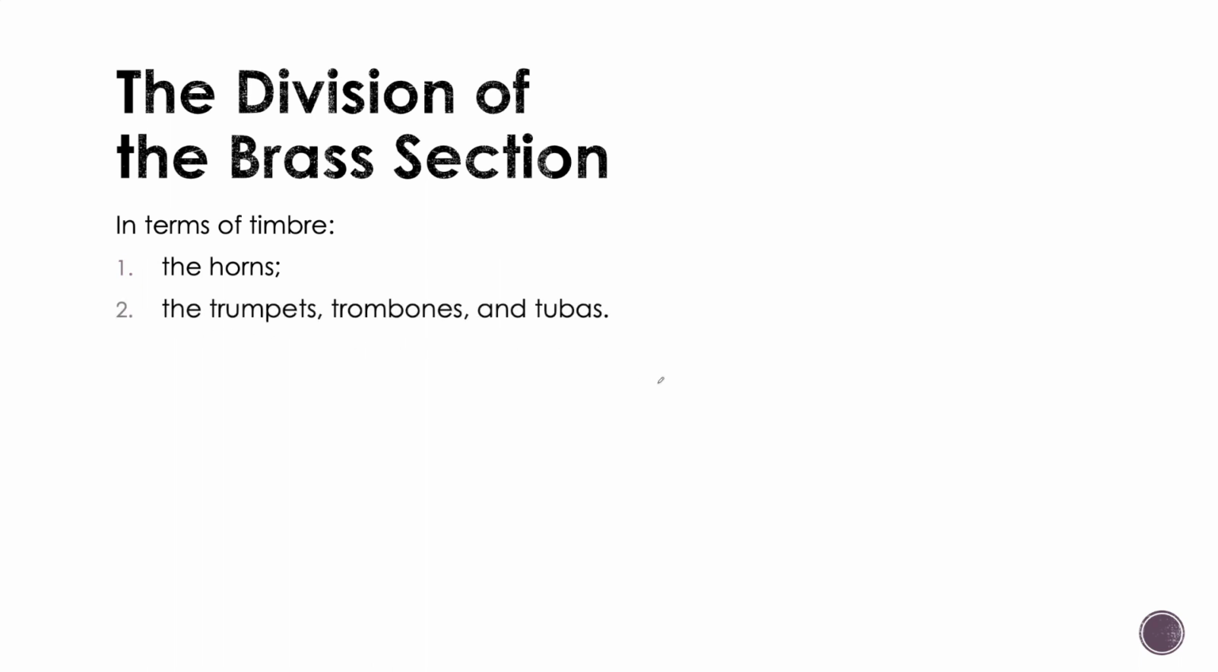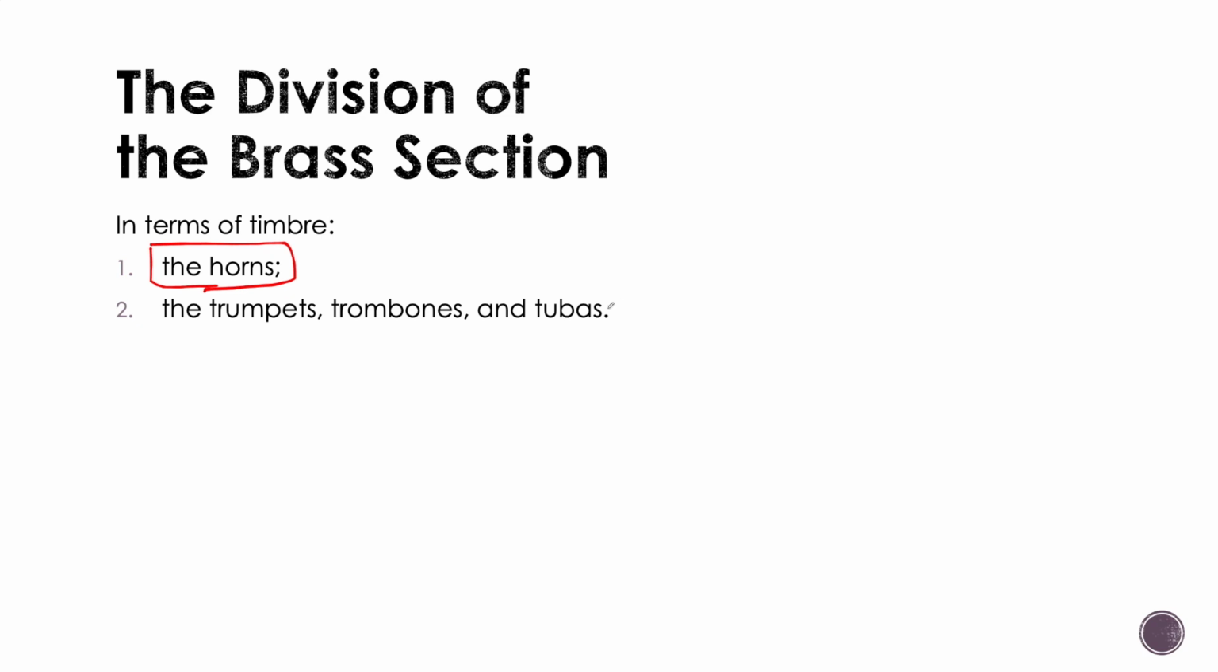We make two kinds of division of the brass section. First, in terms of timbre, we have the horns on one side and the other brass instruments on the other side. The horns, the sound of the horns is much softer and much smoother, and they can be mixed very well with other instruments.